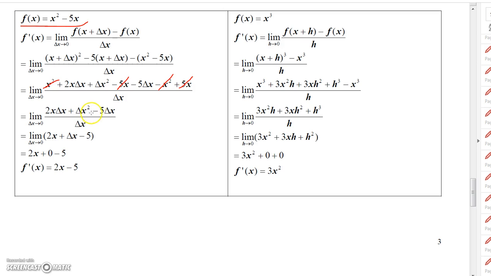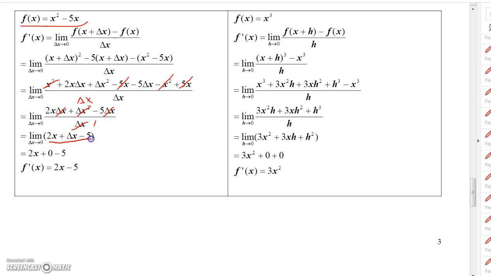Now you can simplify this two ways. You can factor a delta x out of the numerator and cancel, or you can just say I'm going to divide delta x into each term on the bottom and each term on the top. If you divide delta x into the bottom, of course you just get 1. If you divide this term on top by delta x, it's going to cancel it. Divide this term by delta x, and you're just going to get delta x. And if you divide this term by delta x, it's going to cancel it. So all you're going to have left is 2x plus delta x minus 5.